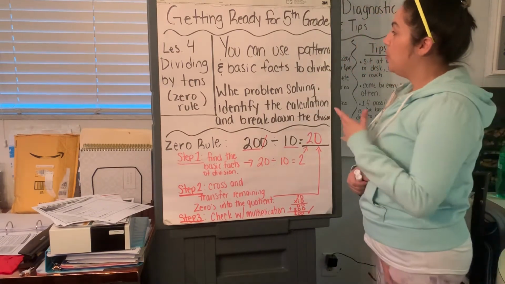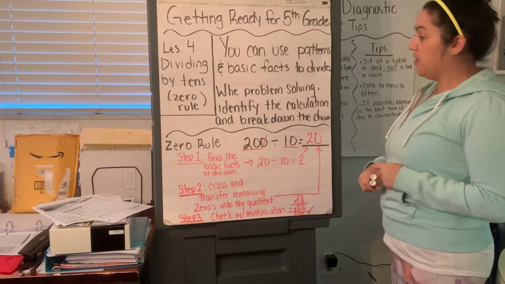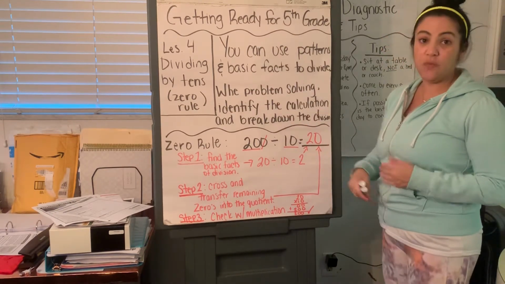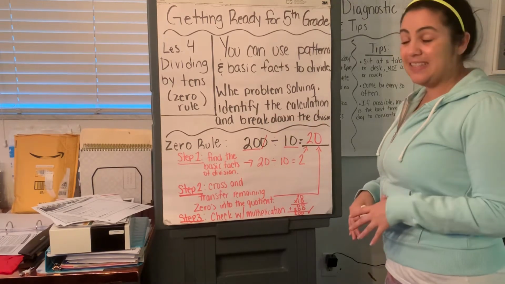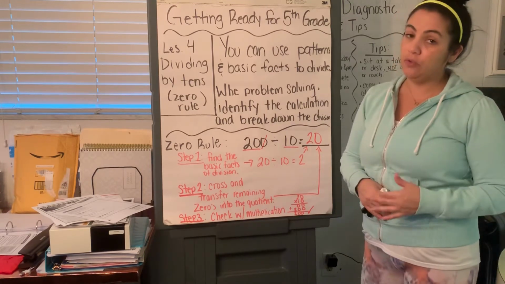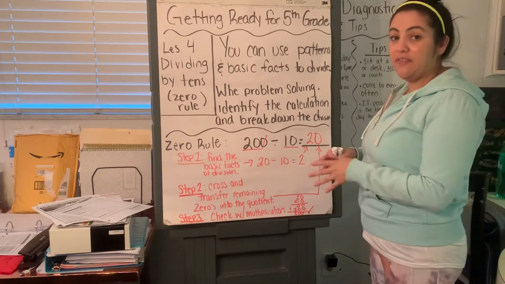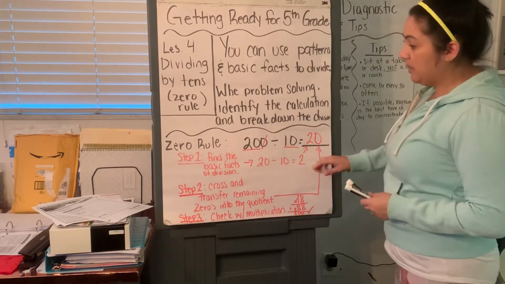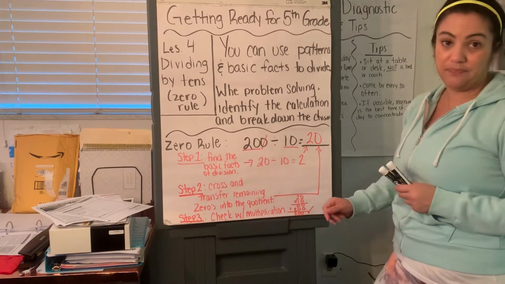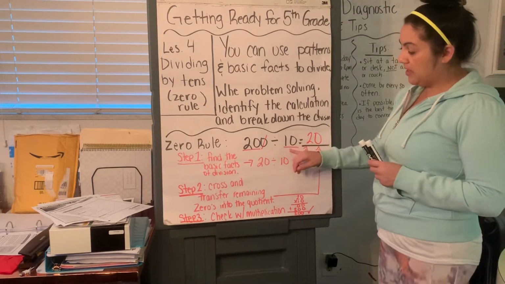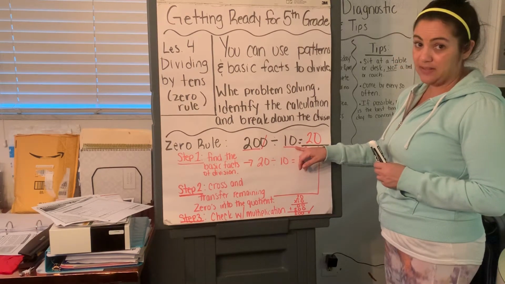So today we are talking about using patterns and basic facts to divide. When problem solving, identify the calculation within the word problem, and then you're going to break down the division. Today's lesson is basically using the zero rule, but extending it to using the zero rule with zeros in both the dividend and the divisor. So if you look at the bottom, I've given you your 3 steps on how to divide with zeros on both sides, okay? To begin with, if there is a 0 on this side, you're gonna use both these numbers as your basic fact, okay?